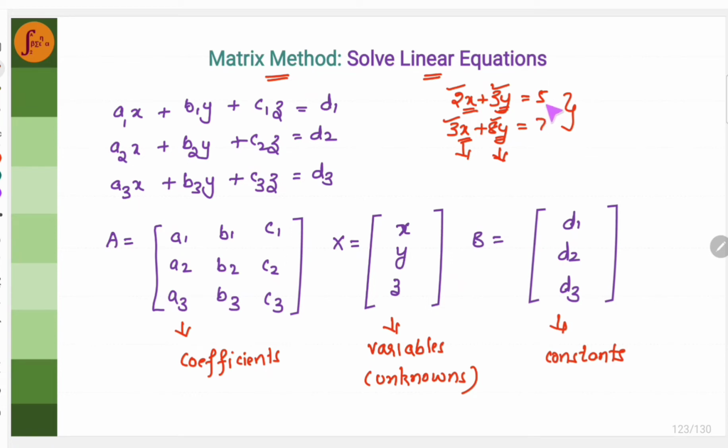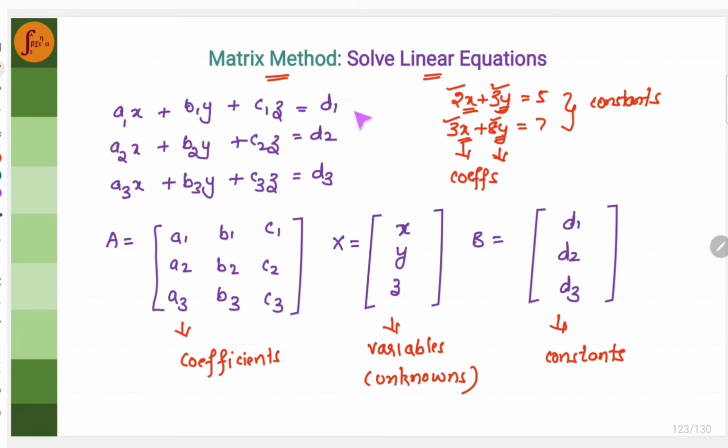And these 5 and 7, which are just numbers, there is no variable next to them. There is no unknown, no x and y here. So these are called constants. Using these coefficients and constants, we'll have to find x and y.